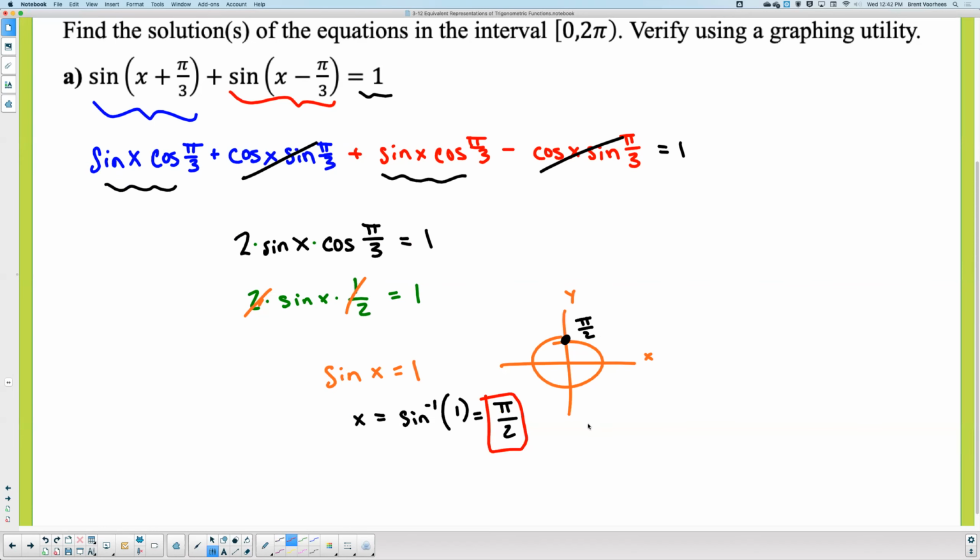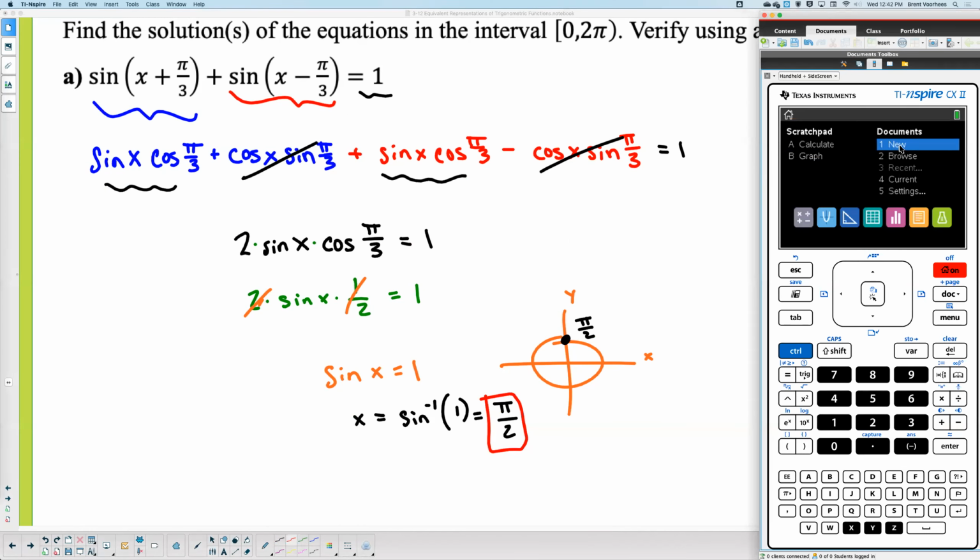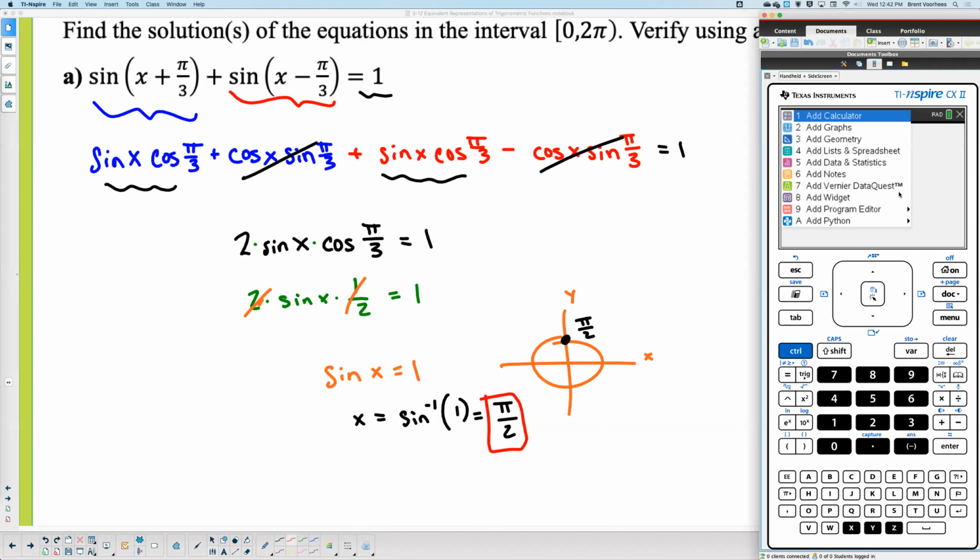Now it says verify using a graphing calculator. How do I verify? You graph the 2 equations and you see where they intersect. So here's my first graph: sine of x plus pi over 3.